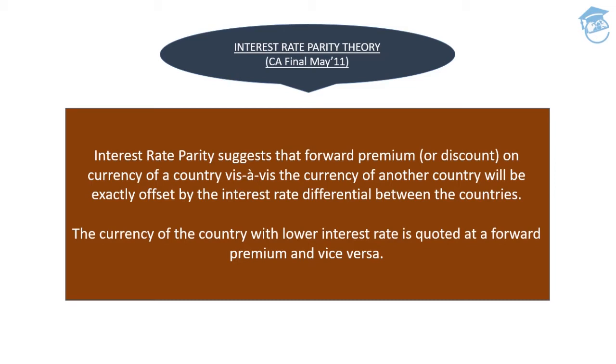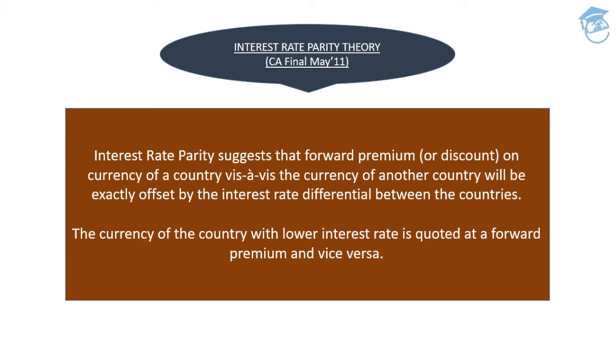Now, on similar lines, all you need to do is just replace that inflation with interest. Then purchasing power parity theory will become interest rate parity theory. Simple, guys. And that is what is happening in this theory. So what does interest rate parity theory basically suggest? It simply says that the forward premium, or the forward discount as the case may be, on the currency of a country vis-a-vis the currency of another country will be exactly offset by the interest rate differential of those countries.